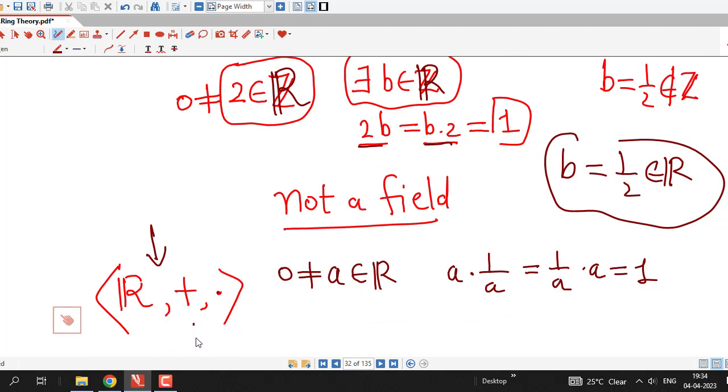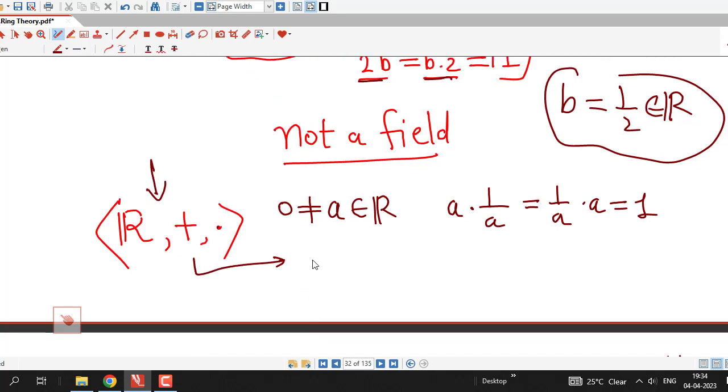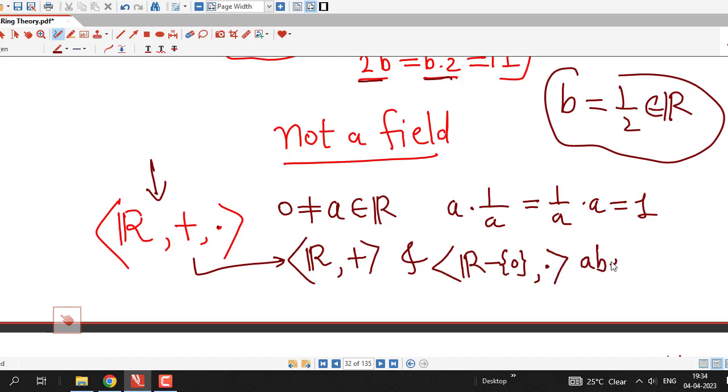So R with addition and multiplication operation is a field because R with addition is an abelian group, and if we consider non-zero real numbers, that is R minus 0 with multiplication, then both of these become abelian groups, and the distributive property is obvious here. So R with addition and multiplication operation is an example of a field: a ring with extra conditions.